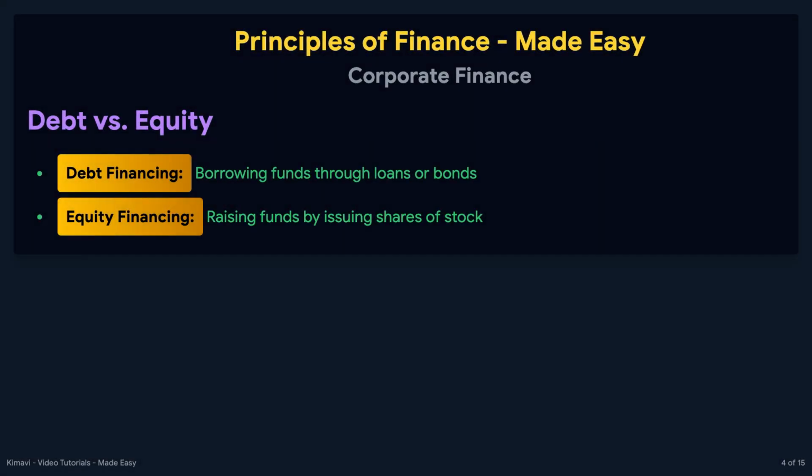Debt financing involves borrowing funds through loans or issuing bonds. Debt holders are entitled to interest payments and have a higher claim on assets in the event of liquidation. On the other hand, equity financing involves raising funds by issuing shares of stock. Equity holders or shareholders own a portion of the company and are entitled to dividends and voting rights.